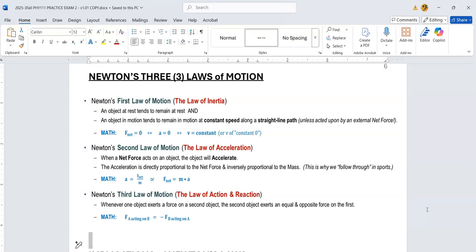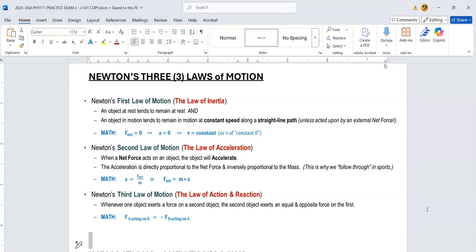Acceleration equals the net force divided by mass. For instance, when you're doing your free body diagrams, you work out what the total net force is, you divide it by the mass, and that tells you the acceleration. And the acceleration and the net force are always, always, always in the same direction. If there's no net force, there's no acceleration.